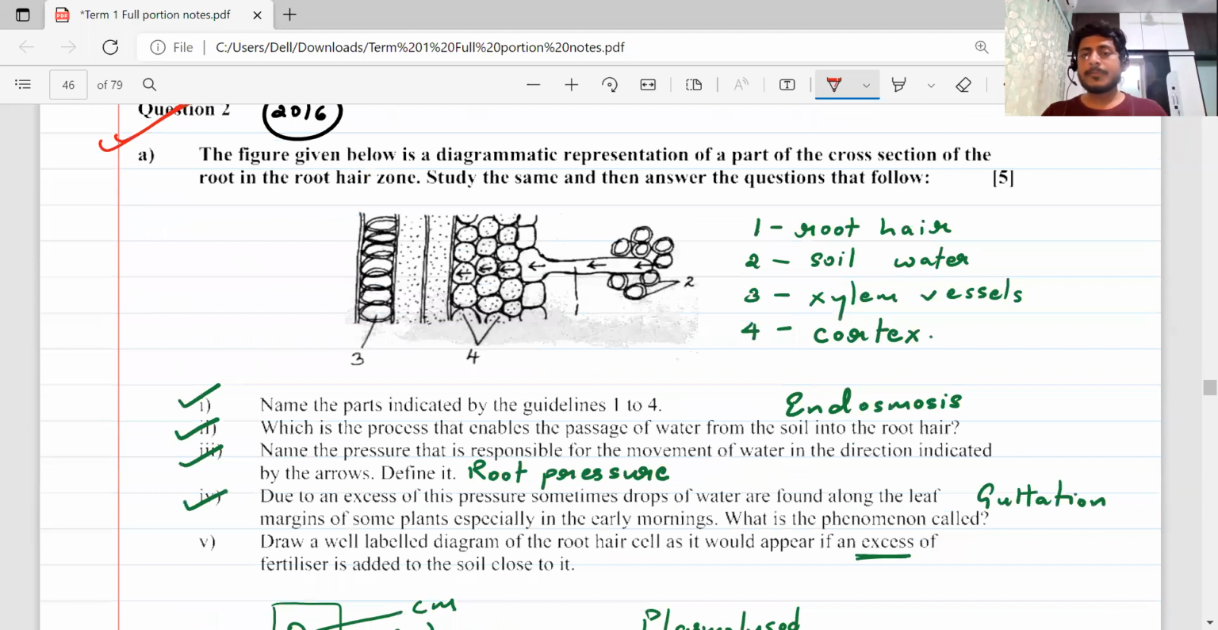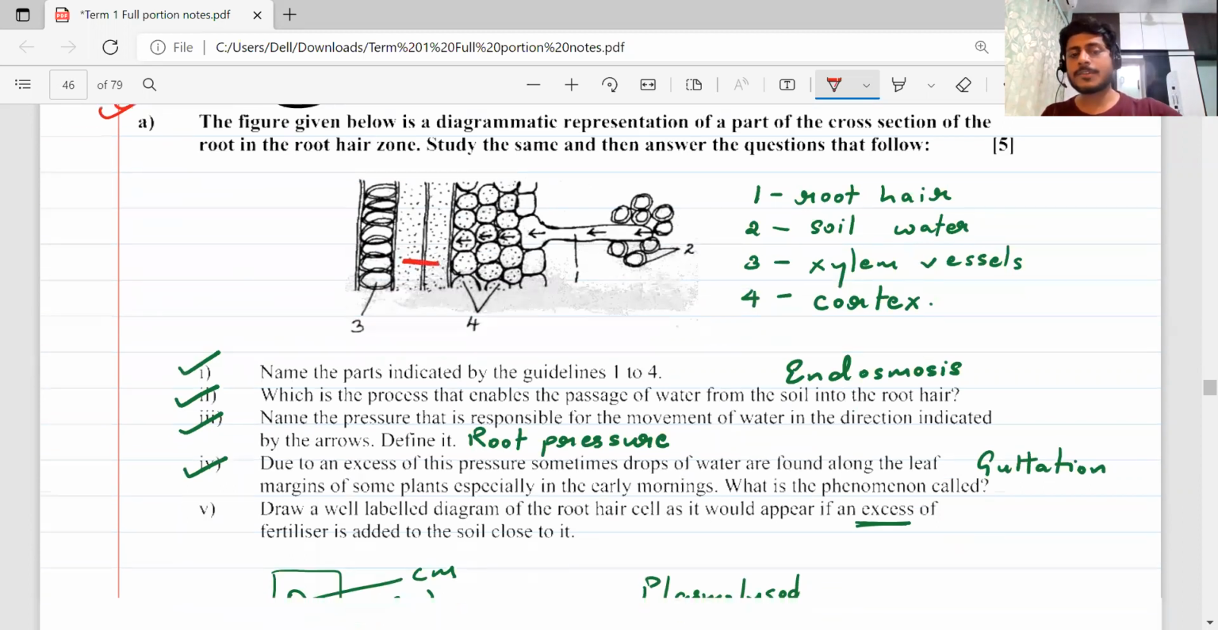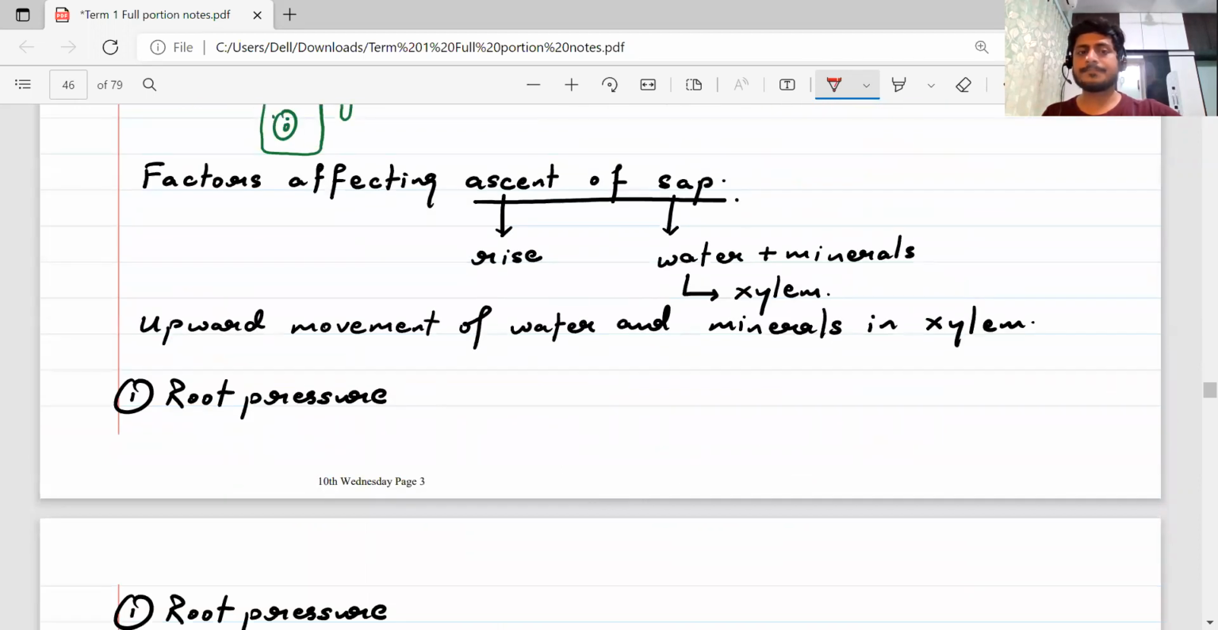So you have the root hair, then you have the soil particles. 4 is the cortical cells. That is all they asked. As I told you, the middle one they will not ask, and this is the xylem. So this was the 2016 question that was there.